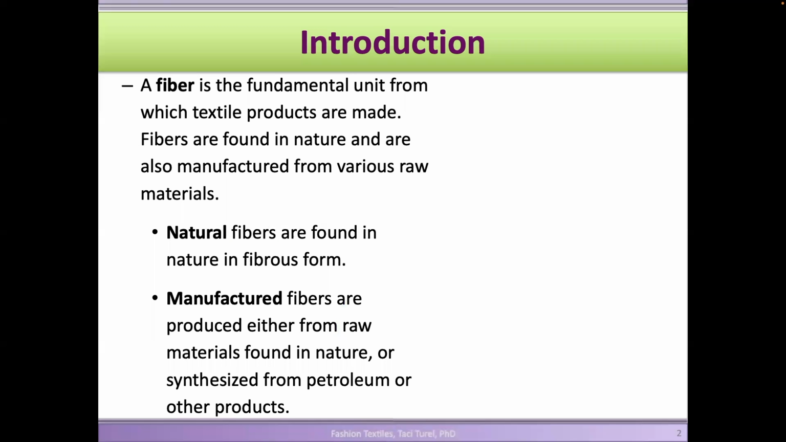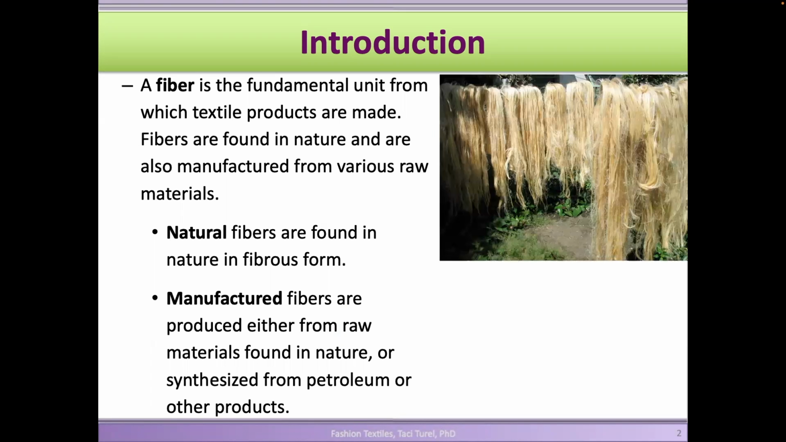Now, a fiber is the fundamental unit from which textile products are made. So it is the basic unit that we make yarns from, and then we make fabrics out of yarns and so on. There are two main categories of fibers. There are natural fibers, and these are fibers that we can find in nature in fiber form. They can be plants, they can be animal hair, they can be seeds that bloom. So there are a lot of different things we use in nature as natural fibers.